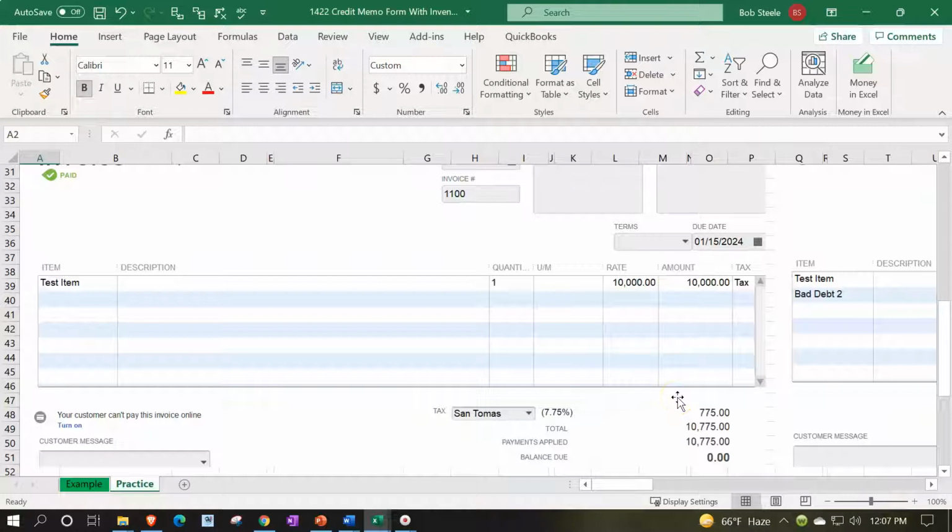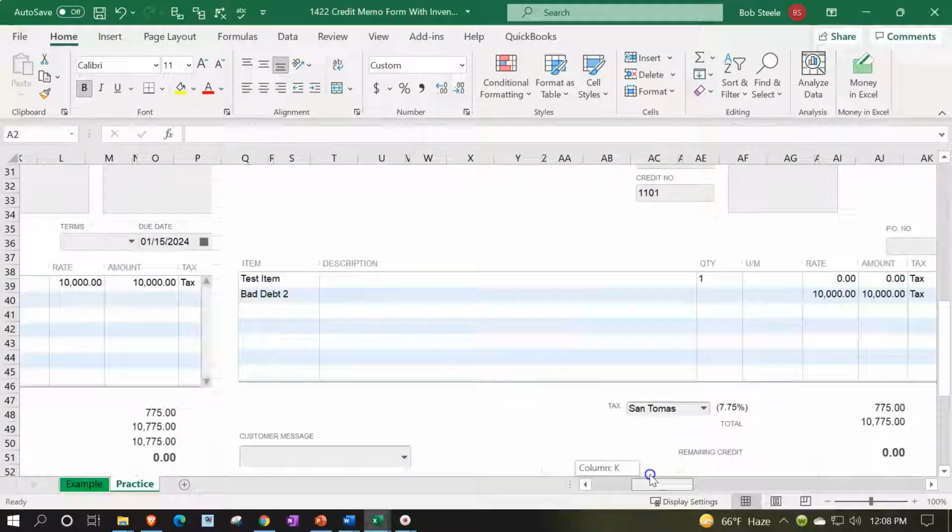The sales tax payable will go up as well by the 775. Then we'll also have the inventory going down by an amount that's not on the invoice, but driven by the item in the invoice. The other side then goes to the cost of goods sold.